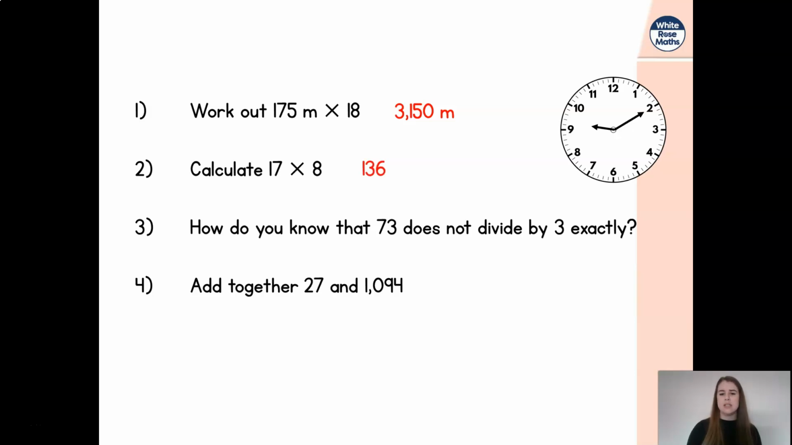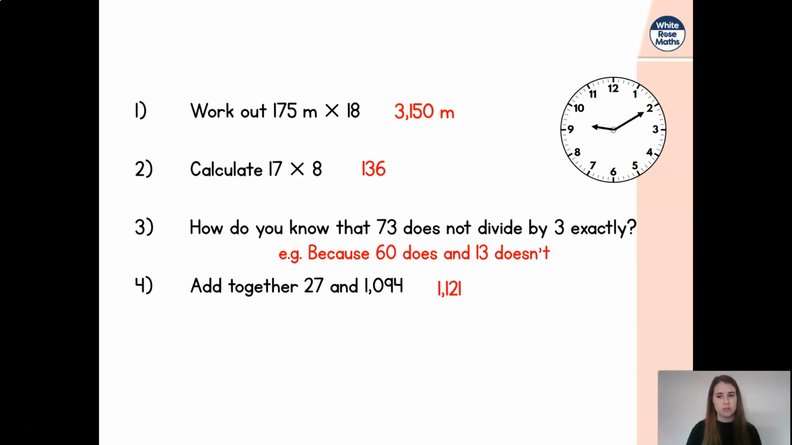Now, how do you know that 73 does not divide by 3 exactly? Because 60 does. If we think about partitioning this into our 10s and 1s, we know that 60 partitions, but the 13 that we've got left over doesn't. Equally, we know that 70 wouldn't be divisible either, because we've gone from 60 to 63, 66, 69. We know it's then got to end in a 2, 5, or an 8, so we know that that wouldn't work. Add together 27 and 1094 and it's going to give you 1121.